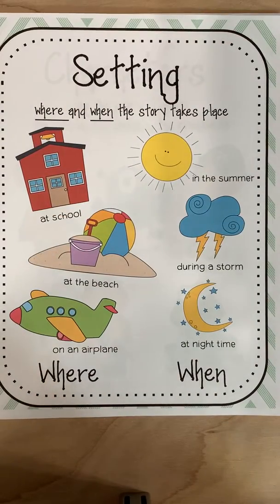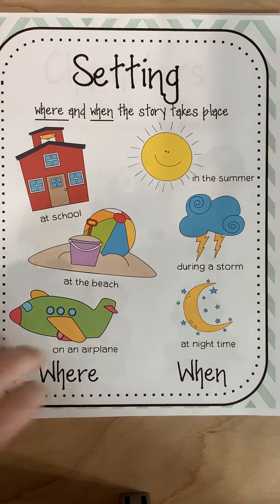One story element that you should pay attention to when listening and reading fiction stories is the setting. Setting means where and when the story takes place. When it asks where, that usually means a location. Could be a building, a beach, a trip that you went to. When is a time of day, could be a special season, could be a birthday party.